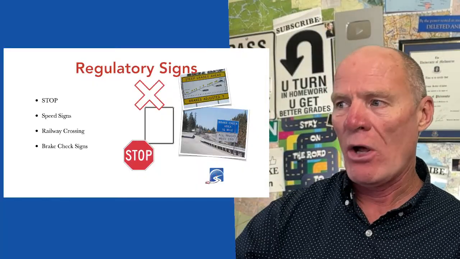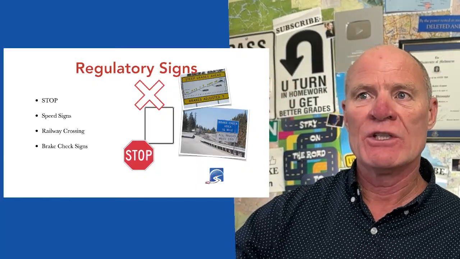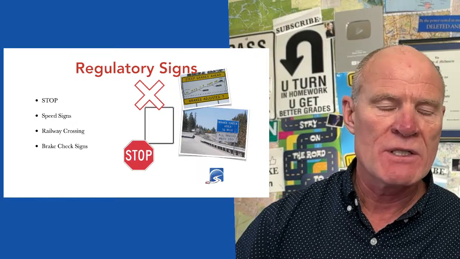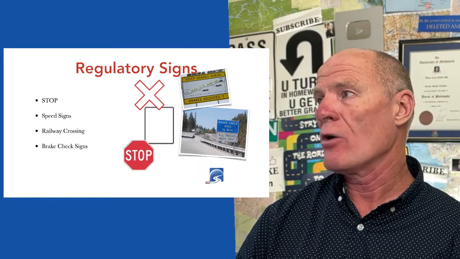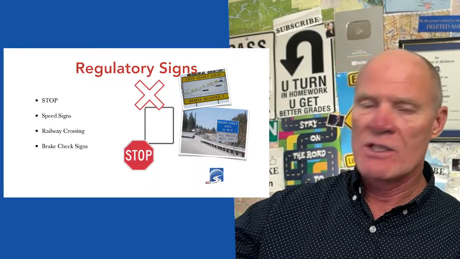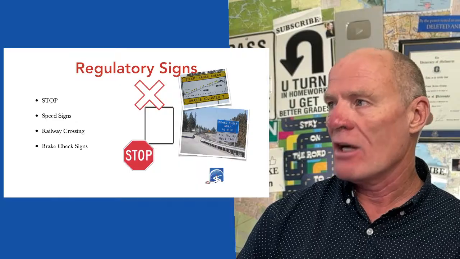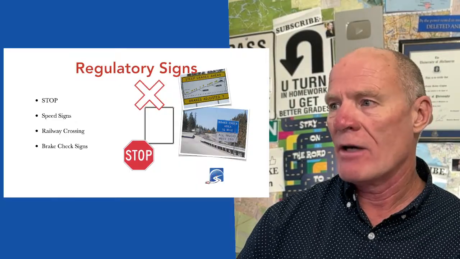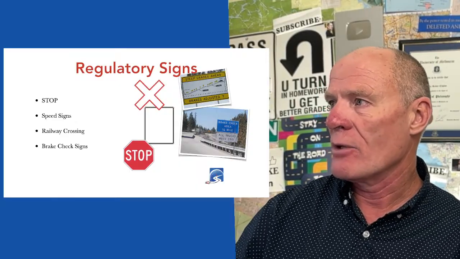It is the law. And if you take an action contrary to a regulatory sign on a driver's test, you are not going to pass. You are not going to be successful on your driver's test. This is why rolling through a stop sign is usually an automatic fail on a driver's test, okay?